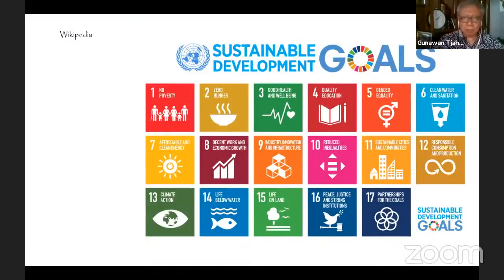So just to give you some example. In UI Green Metric, we had already fulfilled at least 14 of the 17 sustainable development goals. Of course, number 1 and number 2 are probably very difficult to fulfill and probably not the duty of the UI Green Metric team to measure.